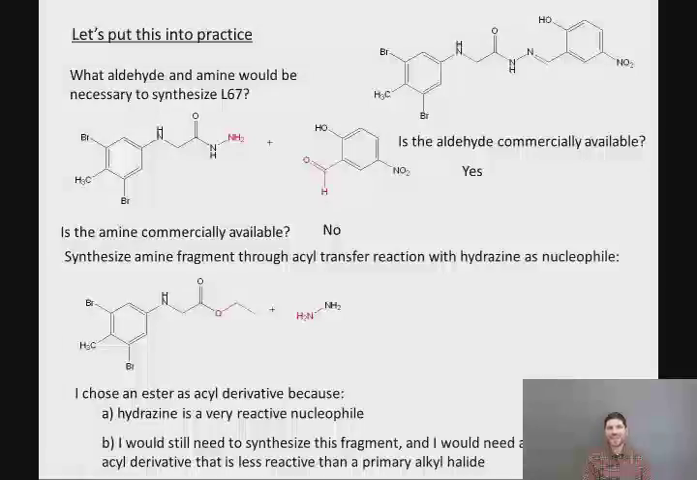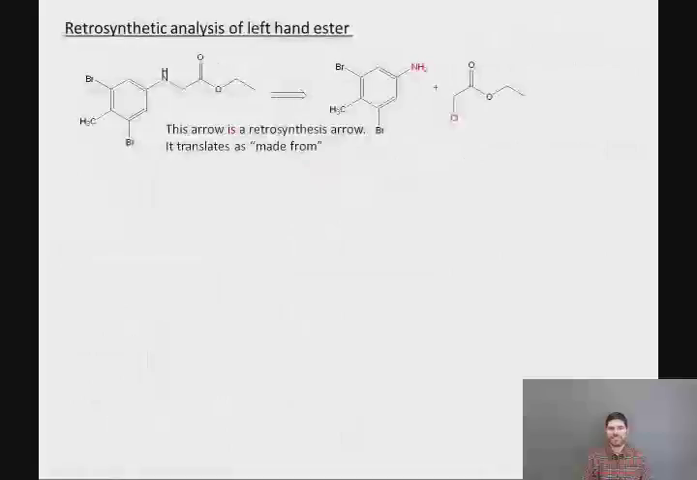So therefore, in order to do this synthesis, in the first reaction, I would need an acyl derivative that is less reactive than a primary alkyl halide. And that's why I chose the ester. So I'll go into this in a little more detail on the next slide.